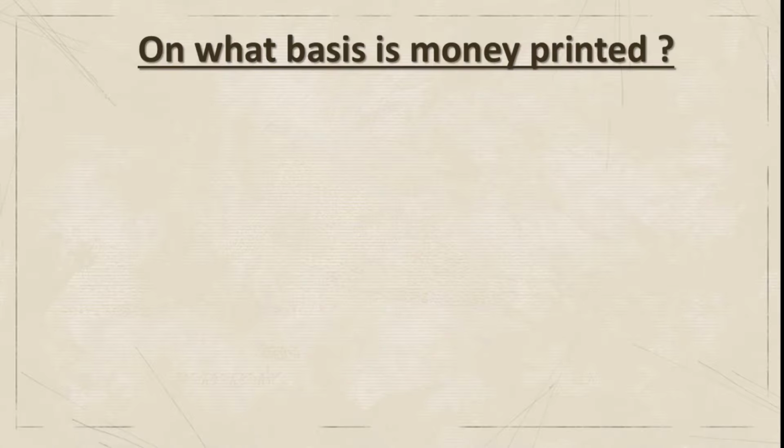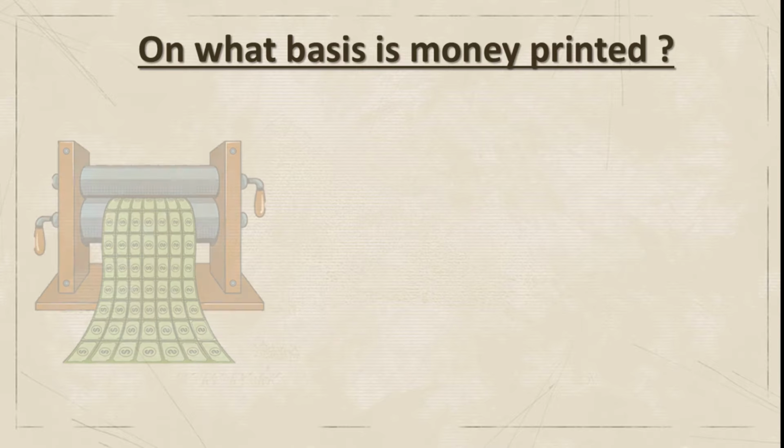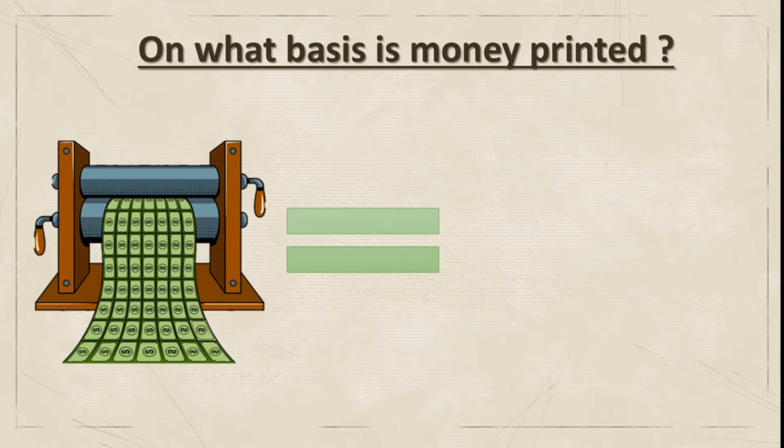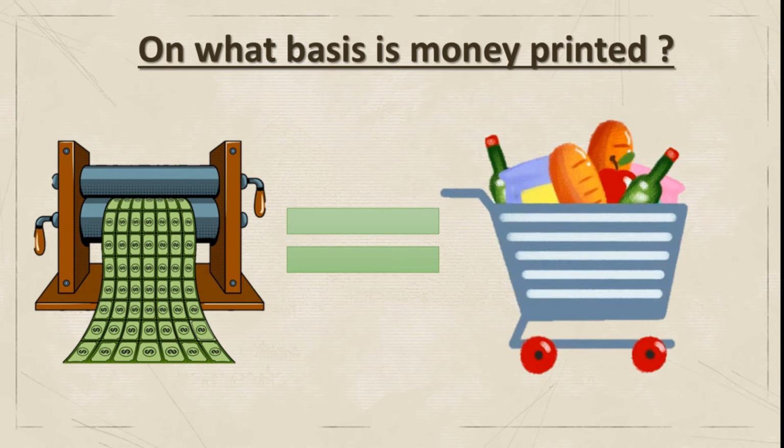One important thing I would like to tell you guys is on what basis money is printed. Money is printed equal to the GDP of the country, that is equal to the goods and services present in the country. If the government prints more money than the goods and services present in the country, then there will be more money for the same amount of goods in the country. This will only increase the prices of the goods and services, which is called inflation.